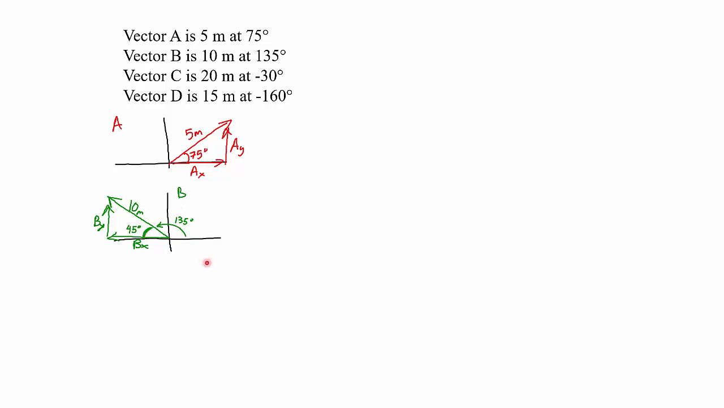Vector C, 20 meters at negative 30 degrees, that points down here in the fourth quadrant. It's 30 degrees below or 30 degrees clockwise from the positive x-axis. And so this vector points down to the right. So it has an x component that's to the right and a y component that's down. This vector, again, could also be described as 330 degrees if I wanted to give the counterclockwise angle.